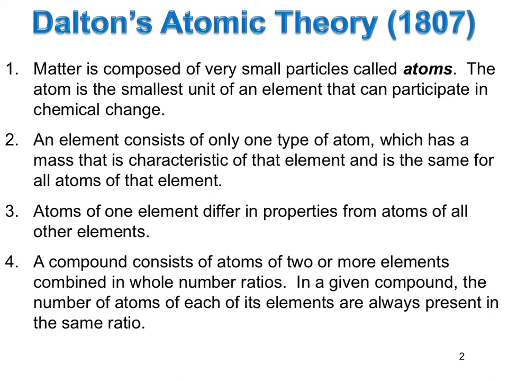Atoms of one element differ in properties from the atoms of all the other elements. And finally, a compound consists of atoms of two or more elements combined in whole number ratios. And in a given compound, the number of atoms of each of its elements are always present in the same ratio.